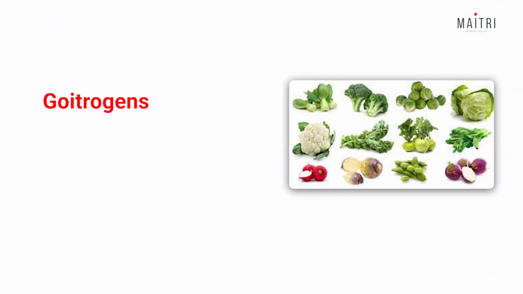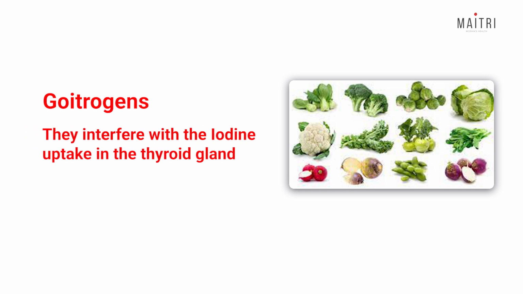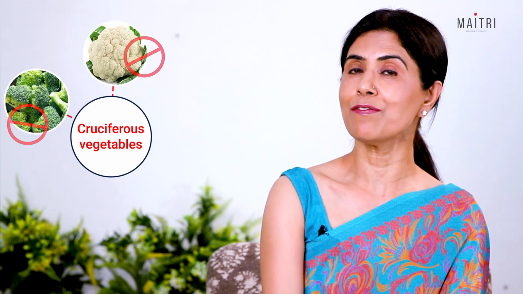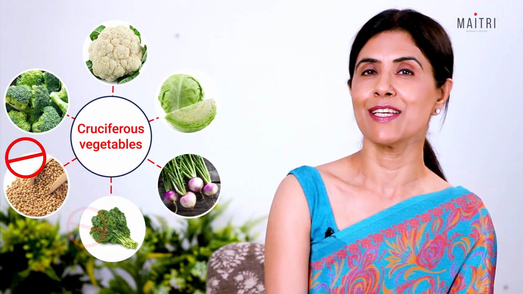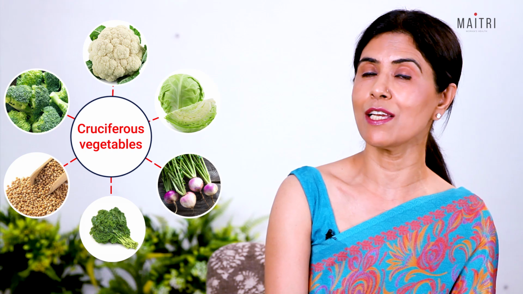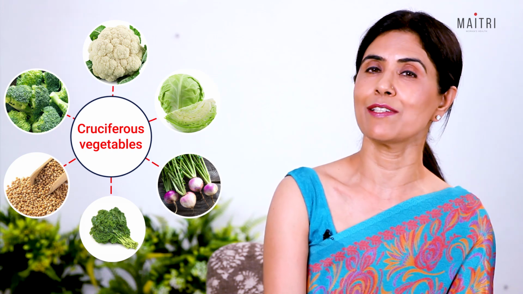So what are goitrogens? Goitrogens are naturally occurring substances found in certain plant-based foods. These interfere with the iodine uptake in the thyroid gland. So people who have hypothyroidism should ideally avoid cruciferous vegetables. Now these are broccoli, cauliflower, cabbage, turnip, kale, mustard. So they usually block the uptake of iodine into the thyroid gland.